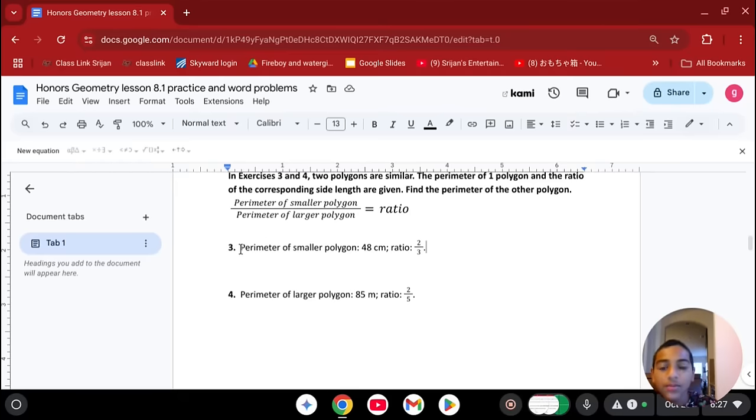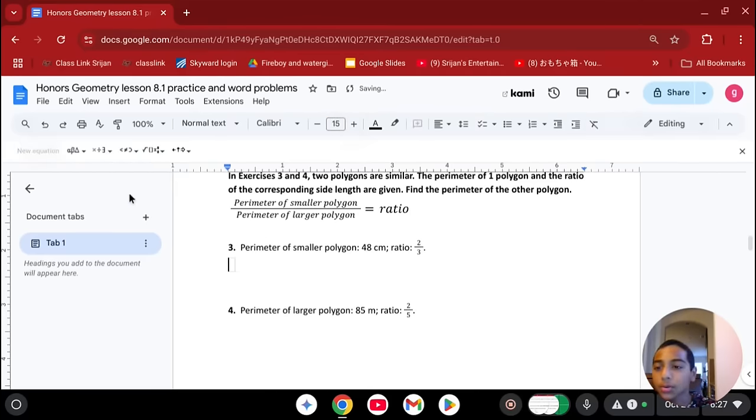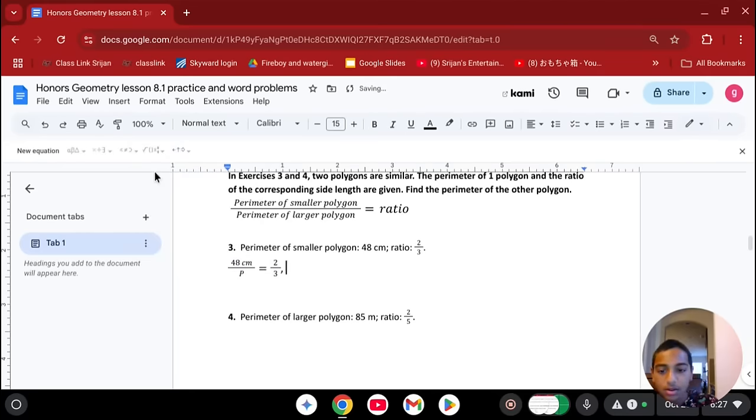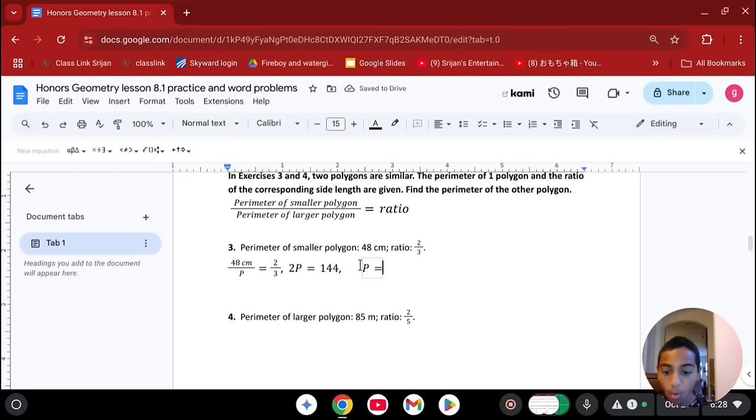So here in number 3, the perimeter of the smaller polygon is 48 centimeters. So I'm going to write 48 centimeters, divided by the perimeter of the larger polygon, that's what we don't know, let's call it P, equals the ratio. The ratio is 2/3. Same thing here, we're going to cross multiply. So we get 2 times P, or 2P, equals 48 times 3, which is 144. Now, we can get that P is equal to 144 divided by 2, or 72.